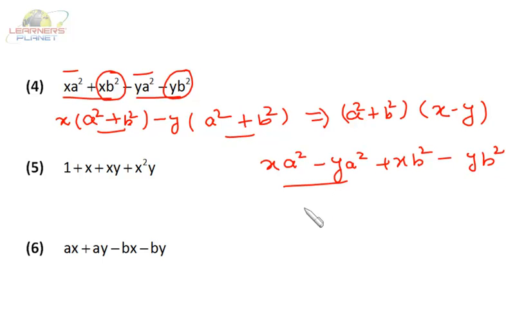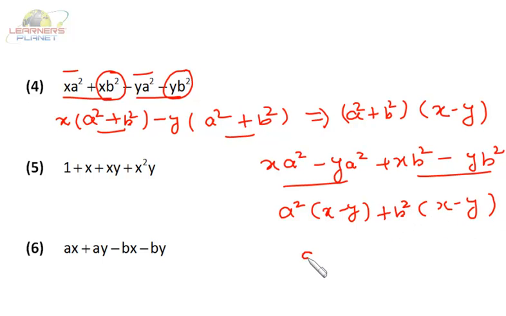Now from these two I can take a square as common. I'm left with x minus y, and from these two I can take b square as common, and I'm left with x minus y. So it's a square plus b square and x minus y. So in both the cases we are getting the same answer. Okay, so do not worry much about which pattern has to be followed for grouping the terms.